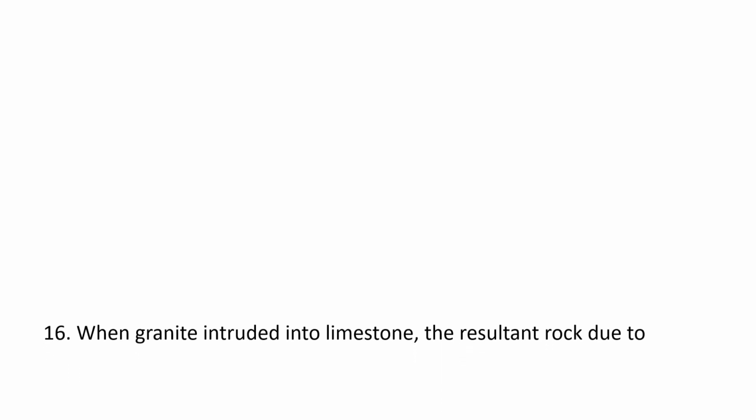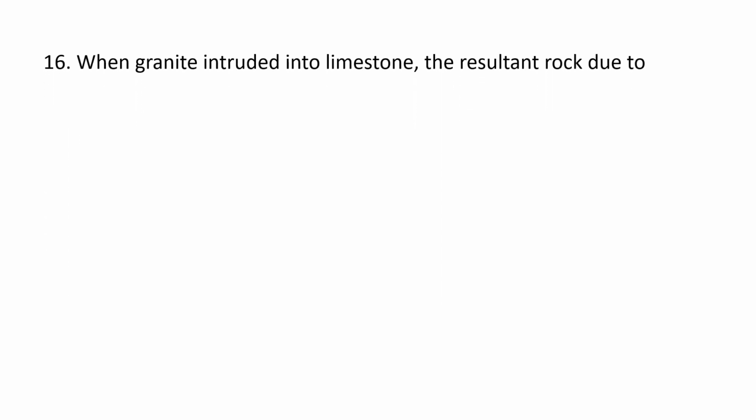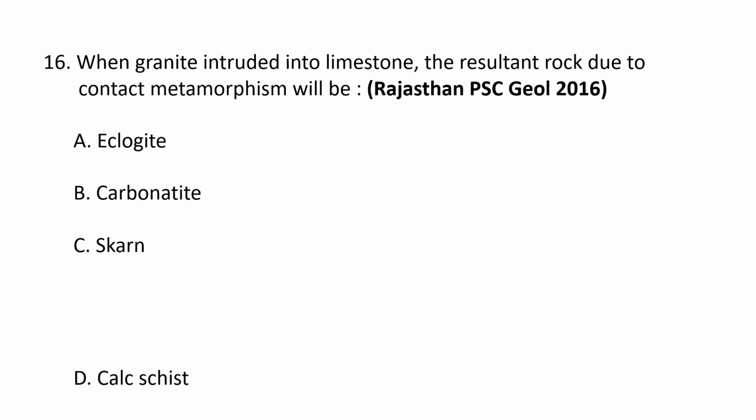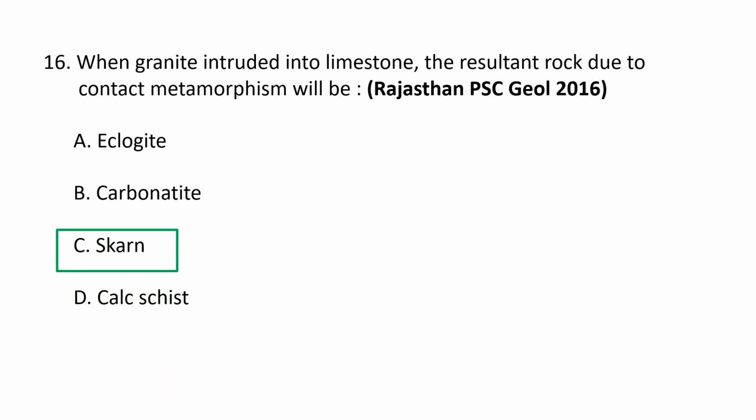Next question. When granite intruded into limestone, the resultant rock due to contact metamorphism will be A. Eclogite, B. Carbonatite, C. Skarn, and D. Calcschist. So the correct option is C. Skarn. Skarn deposits are economically valuable as sources of metals such as tin, tungsten, manganese, copper, gold, lead, zinc, nickel, molybdenum, and iron. Skarn is formed by a variety of metasomatic processes during metamorphism between two adjacent lithologic units, and when granite intrudes into a limestone, the resulting rock formed due to contact metamorphism is skarn. C is the correct option.